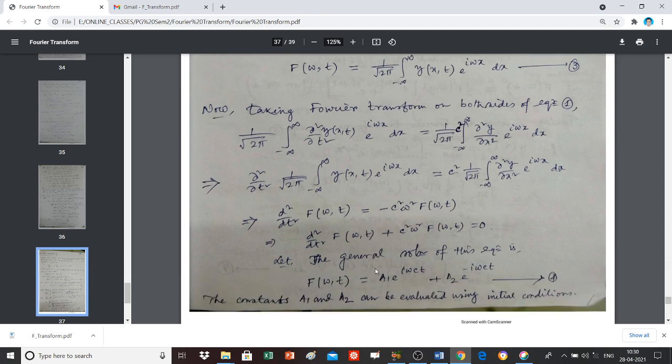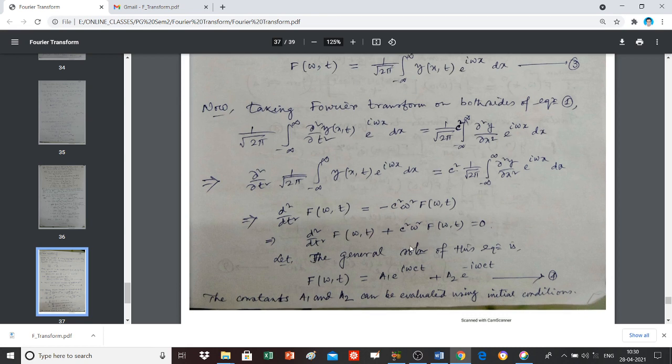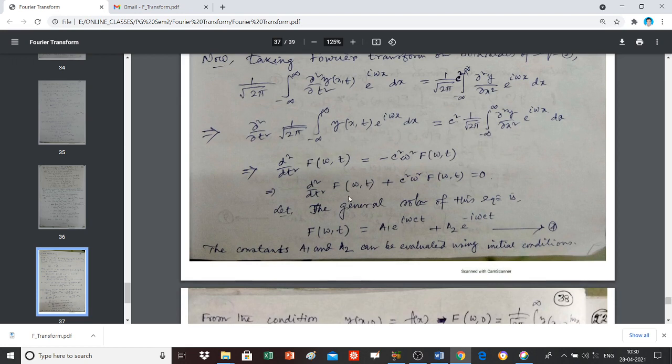So from here you can write d2 by dt square of F(omega, t), and taking this to the left hand side, plus c square omega square F(omega, t) is equal to 0. You are very expert at solving this kind of equation. You know the solution of this equation would be F(omega, t) equal to a1 e to the i omega ct plus a2 e to the minus i omega ct.